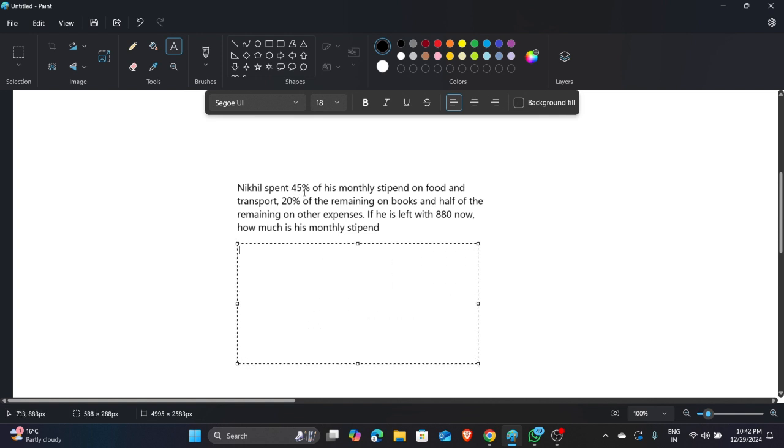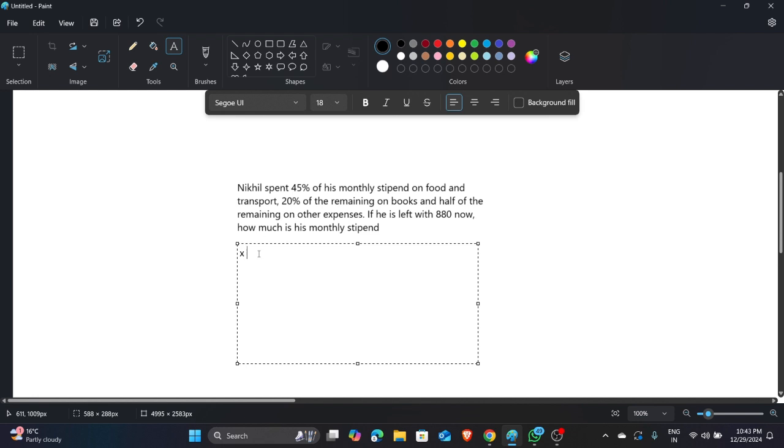Okay. So Nikhil spent 45% of his monthly stipend on food and transport, 20% of the remaining on books, and half of the remaining on other expenses. If he is left with 80, how much is his monthly expense? So this question I will do with two methods to explain the purpose. But just see how it is. So we consider the income is X.